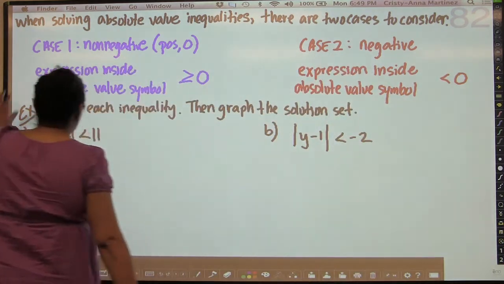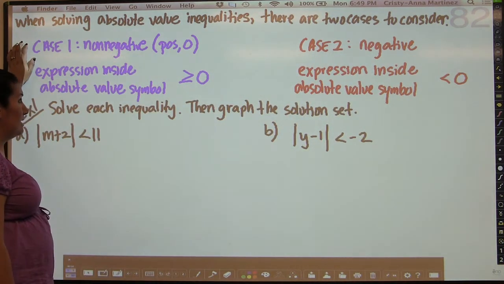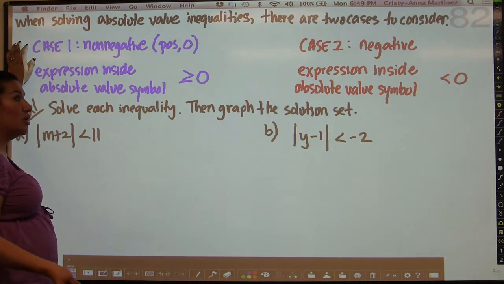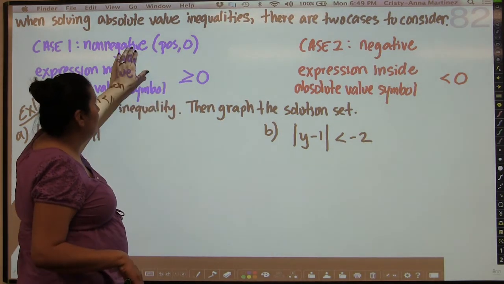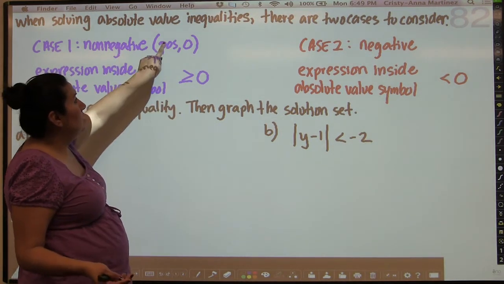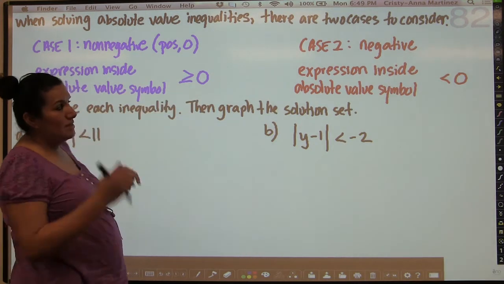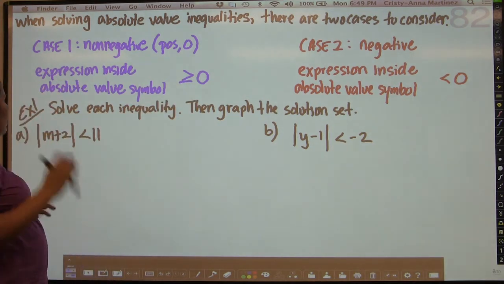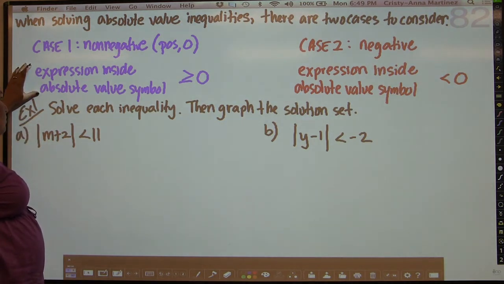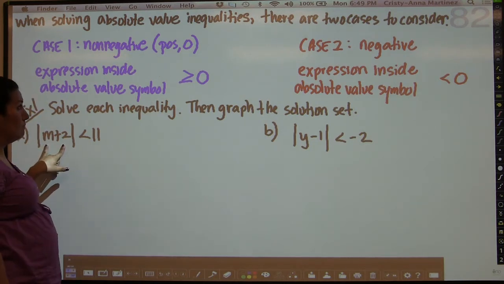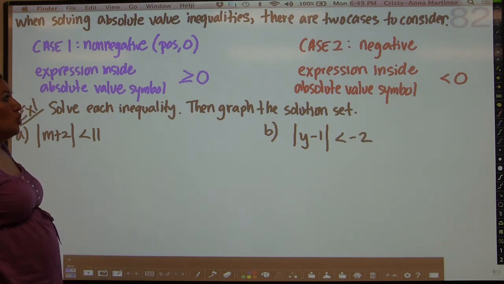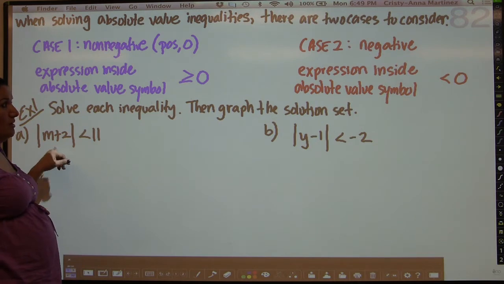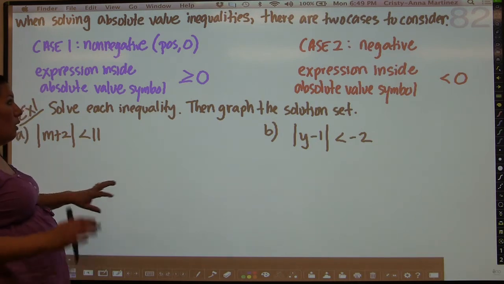Okay, so the first case is what we call the non-negative case. A lot of times you think non-negative means positive, but no, it actually includes positive and 0, because 0 is neither negative nor positive. So you can't say positives, you just want to say non-negative, which includes the positive and 0. Case 2 is the negative case. In case 1, we want the expression inside the absolute value symbol, in this case m plus 2, to be greater than or equal to 0. And in the negative case, you want the expression inside the absolute value symbol to be less than 0. So you always have to do 2 cases.